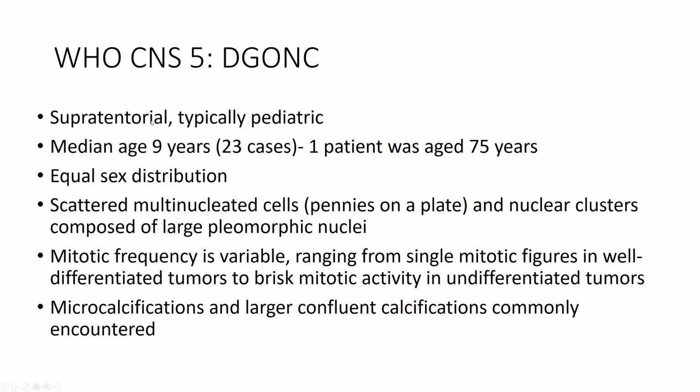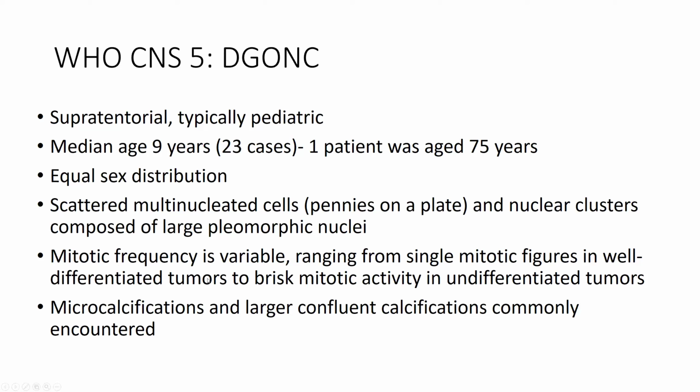These are often supratentorial and typically in pediatric patients, although we have seen them in young adults as well. And even one patient up to age 75 was reported to have this. They have those scattered multinucleated cells that are almost reminiscent of ones you can see in a pilocytic astrocytoma. And they can be very large and pleomorphic.